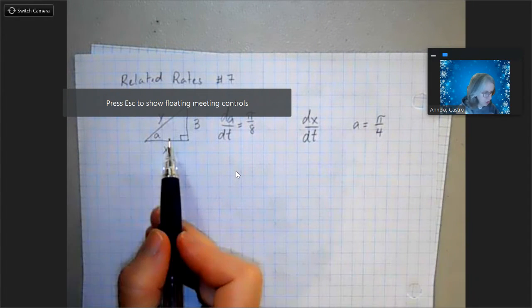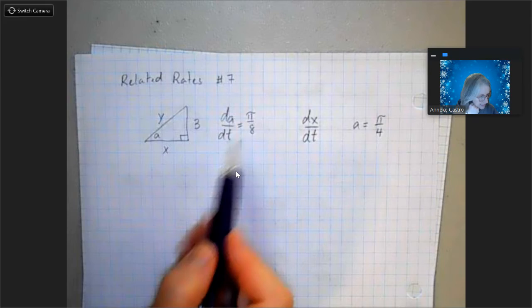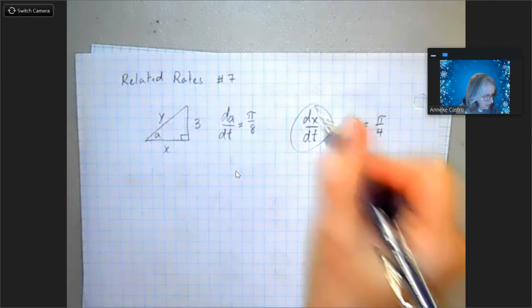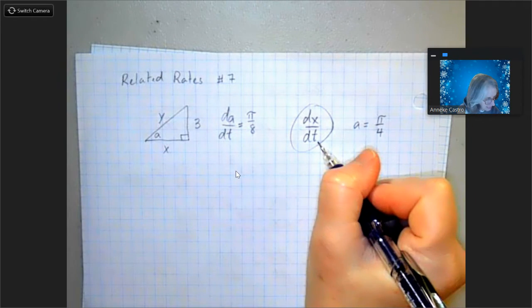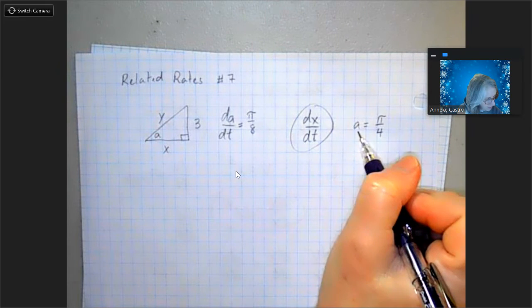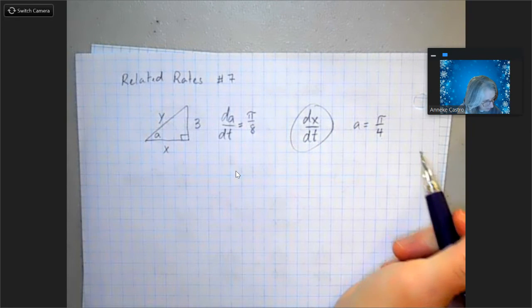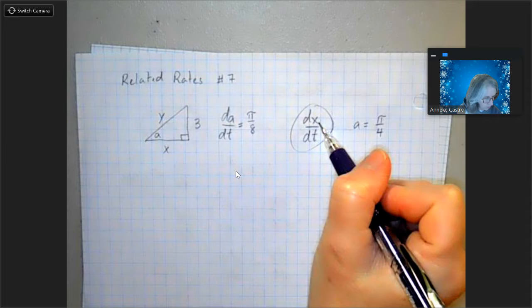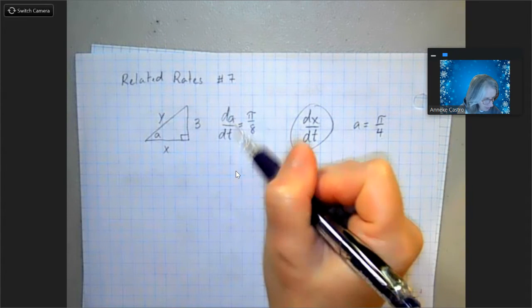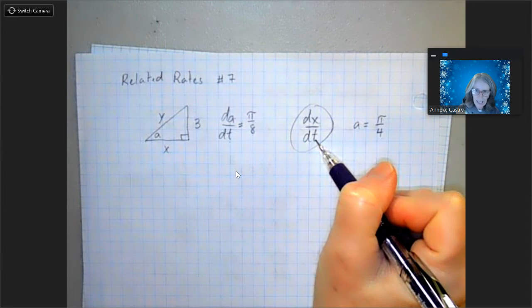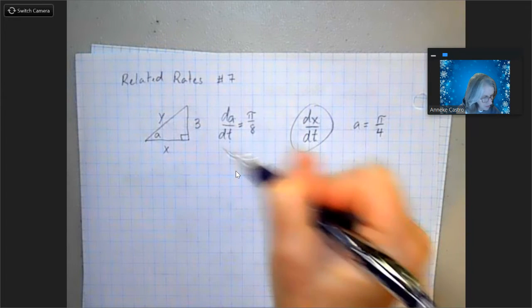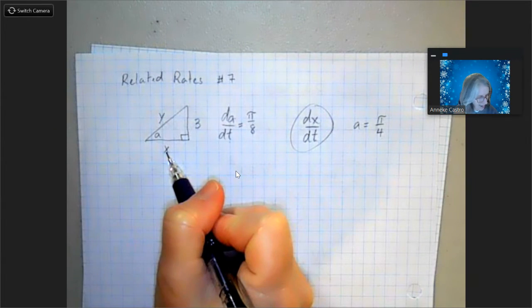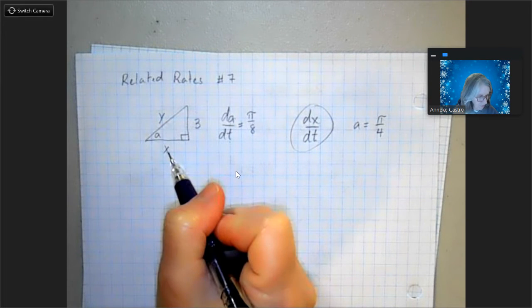So here's my picture, and I know that dA dt is pi over 8. This is what I'm trying to find. I'm trying to find dx dt, and I know that a is equal to pi over 4. Okay, so I don't have an expression with x yet. I have an expression with a and with t. I know I need to keep that t, but I need to write an expression for x.